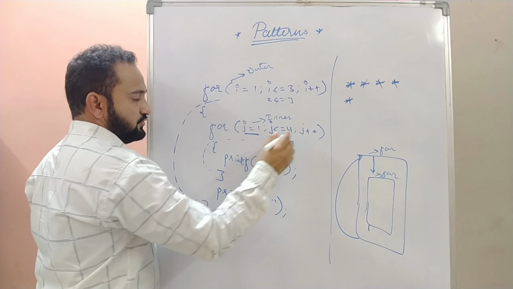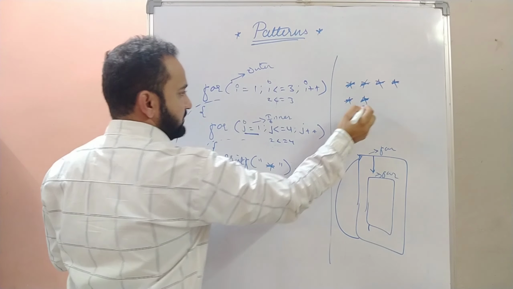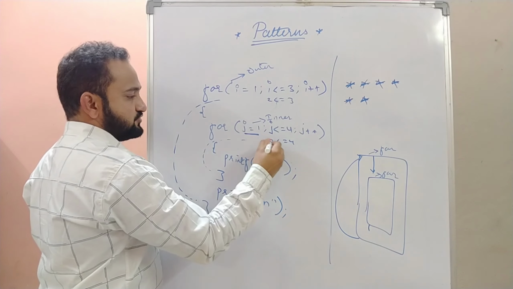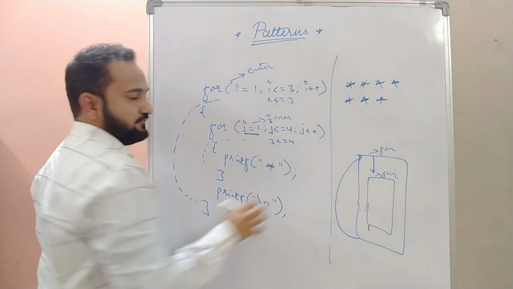It is going back. The value of j becomes 2. 2 is less than or equal to 4. Yes, the condition is true. It will go inside and print star once again. The value of j becomes 3. The star will get printed for the third time.